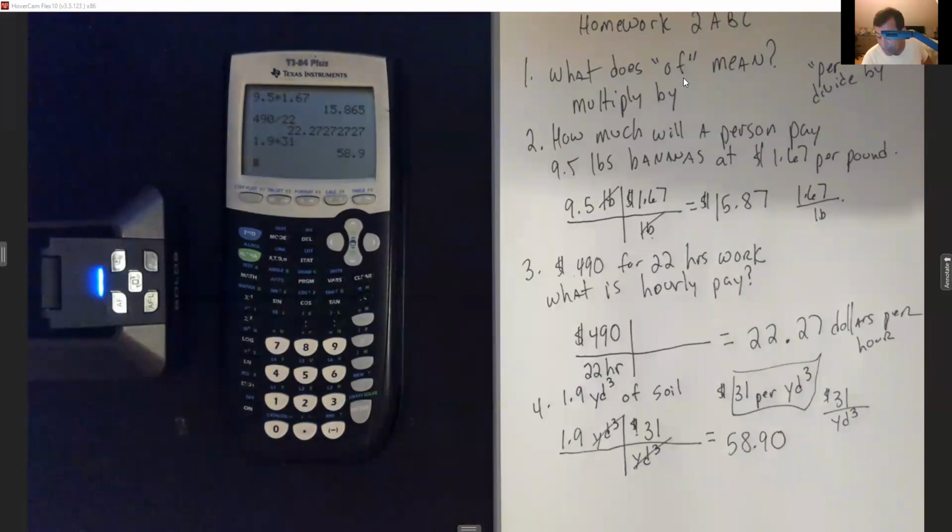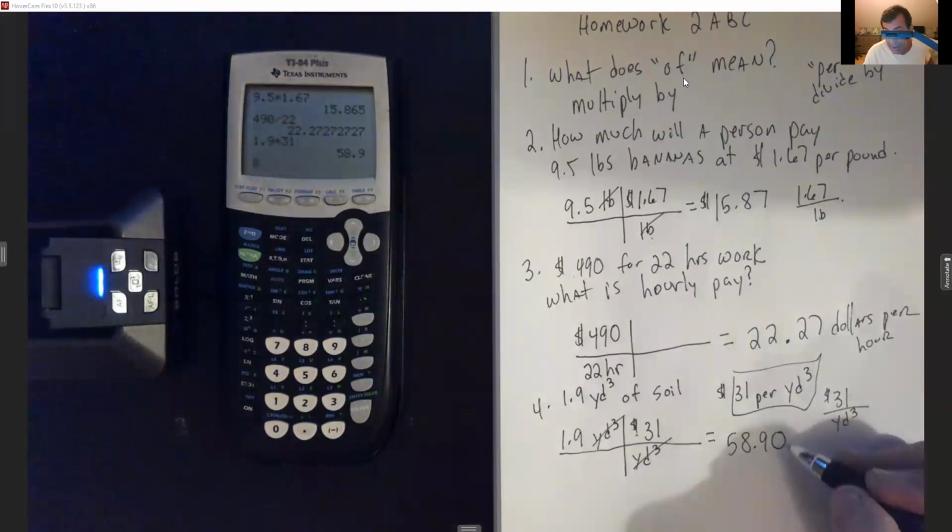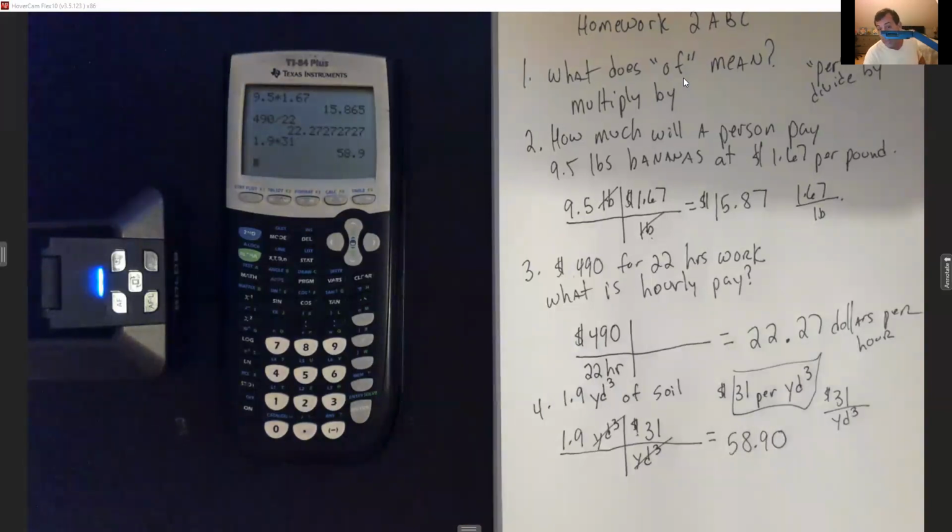And they just say type an integer or decimal, so you might not even have to put the 0 on that answer. You might just put 58.9 and it would take that, okay?